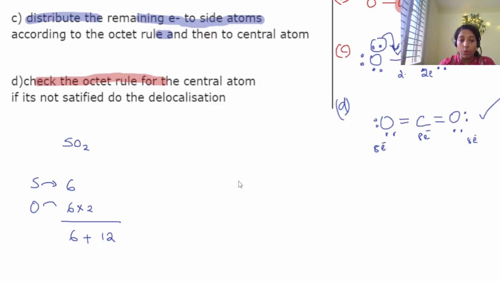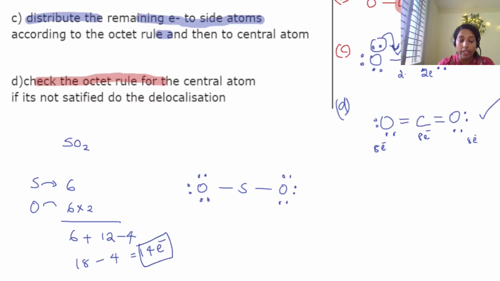What's the second step? Draw the skeleton structure. Sulfur is the less electronegative atom, so we draw one line to each oxygen. So we used 4 electrons. Correct? So the remaining electrons: 18 minus 4, totally 14 electrons remaining. Then distribute the remaining electrons to the side, pendant atoms. So 2, 4, 6. And see, 12 electrons are used, but we have 14 electrons.